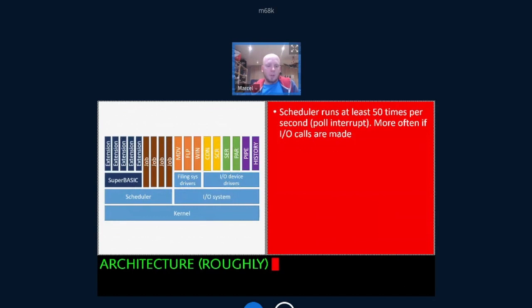That's a rough cut of the architecture I drew last evening. You have some kernel, you have a scheduler which runs the jobs and SuperBASIC in parallel. SuperBASIC is a special job.